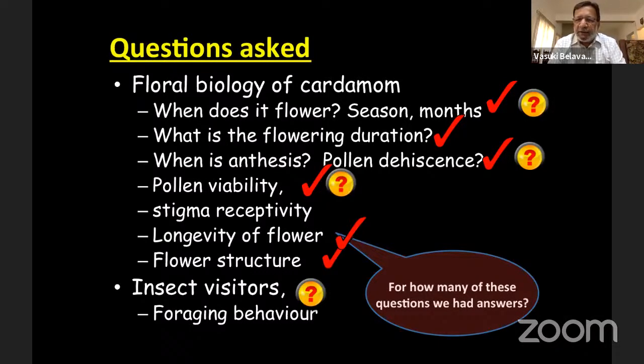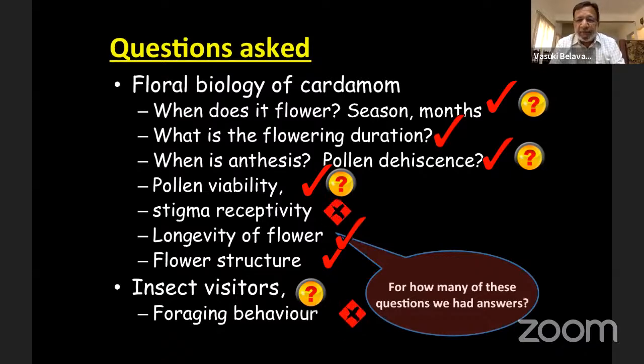But for some of these things, there were still some question marks. Like the season and months, there were some variations in the papers and in our own observations. And then when is the anthesis? It was simply given as in the morning hours. And then pollen viability, there was again a very interesting error in that, which actually made us work on that. And then about insect visitors and their foraging behavior, there was absolutely no information.